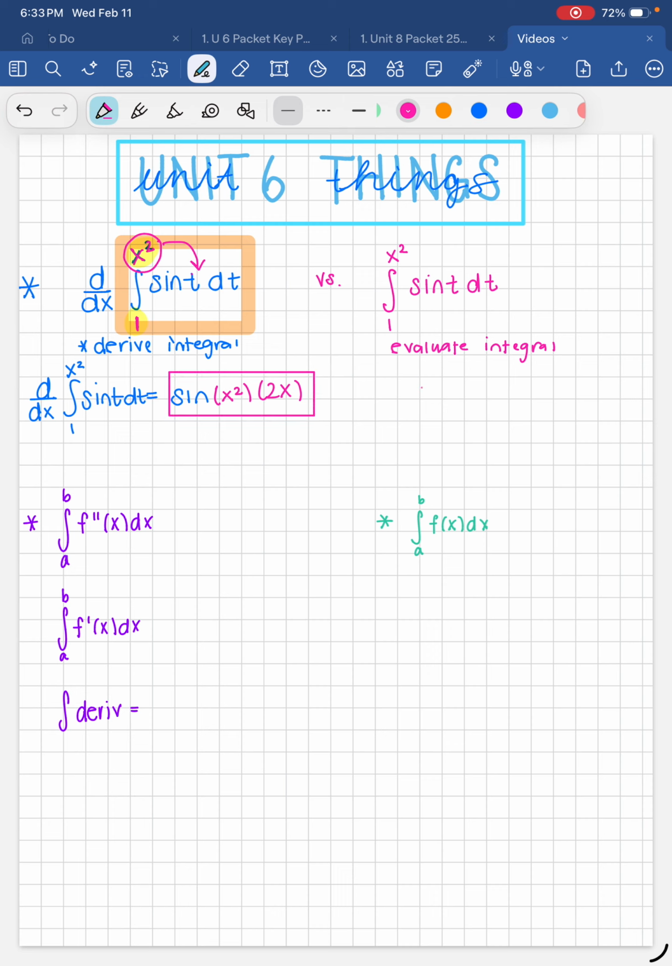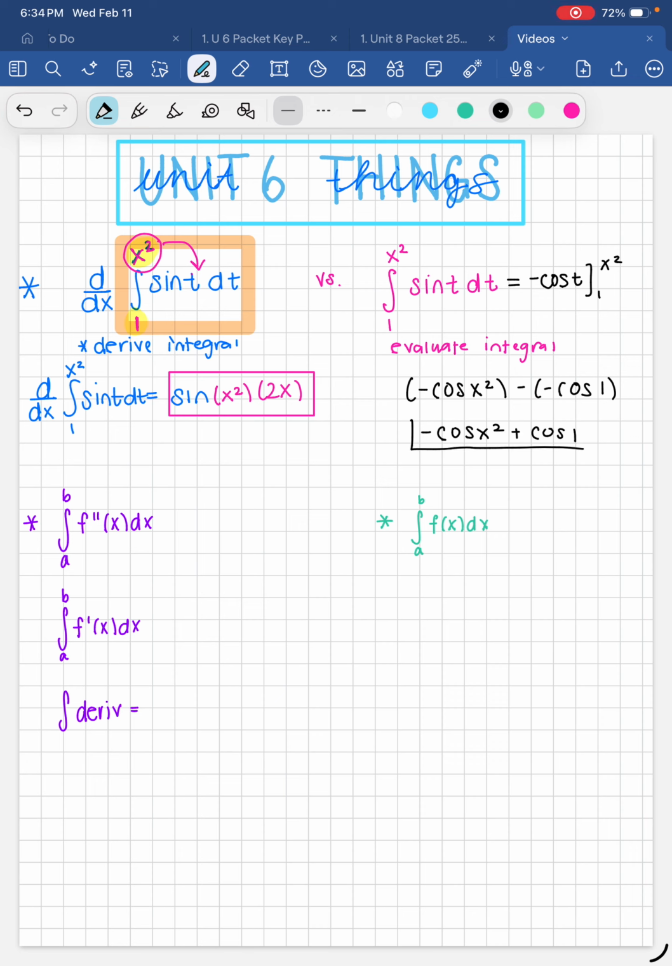Now the pink one over here is saying, hey, we're going to integrate it and plug the bounds in. So this is a lot more work. So the integral of sine, because there's nothing in front of the integral, the integral of sine is negative cosine of t. Carry my bounds down. We always put the upper bound in first. So we're going to have negative cosine x squared minus negative cosine of 1. And that's going to be negative cosine x squared plus the cosine of 1. Done. It's not asking me to derive anything. It's asking me to just integrate and call it a day.